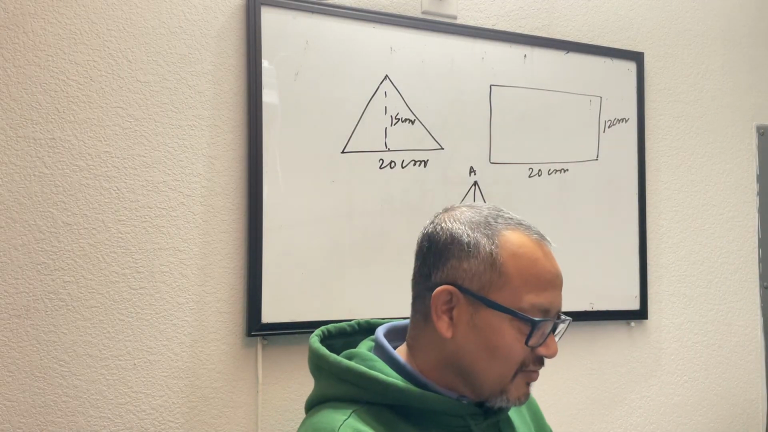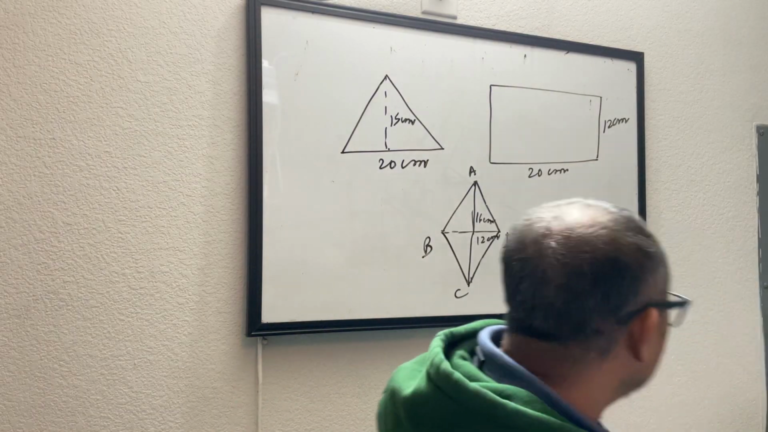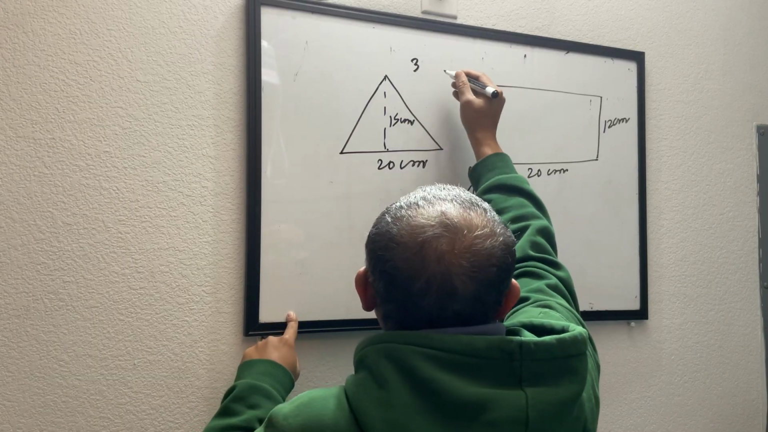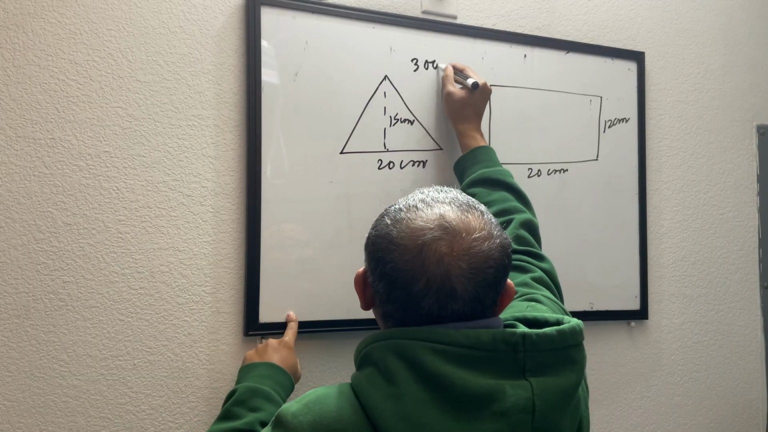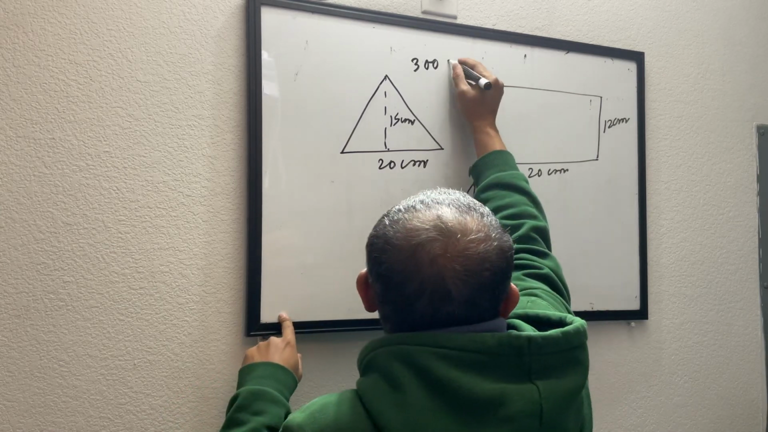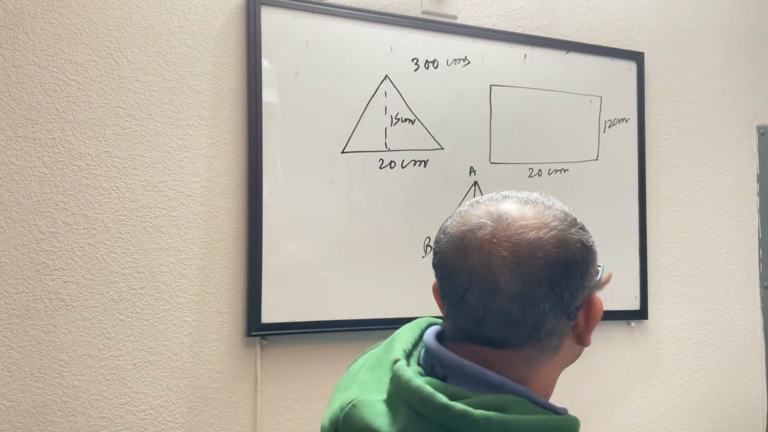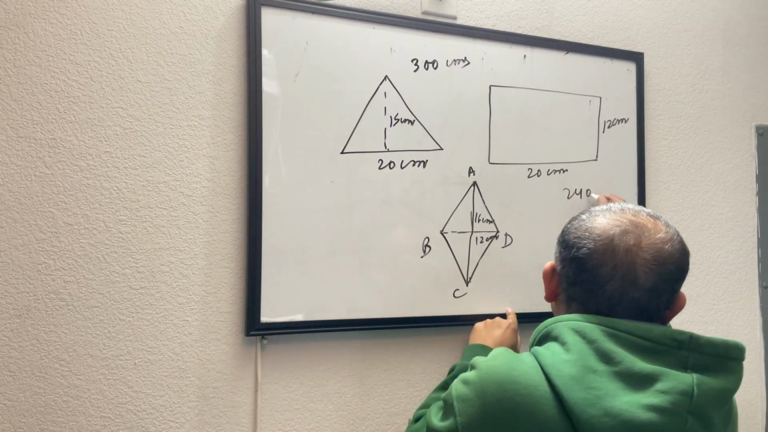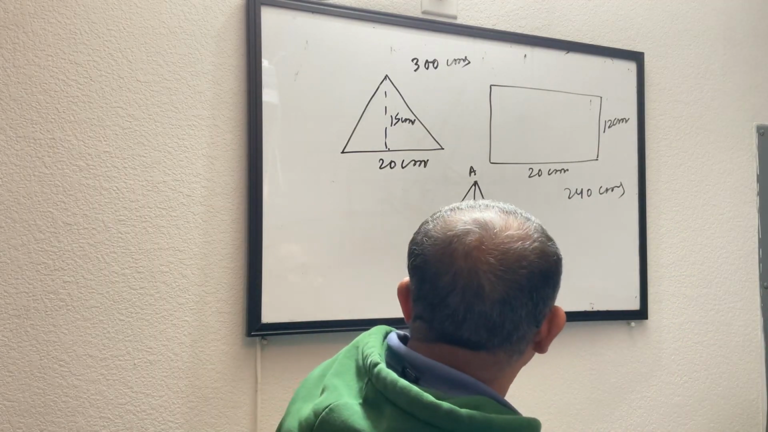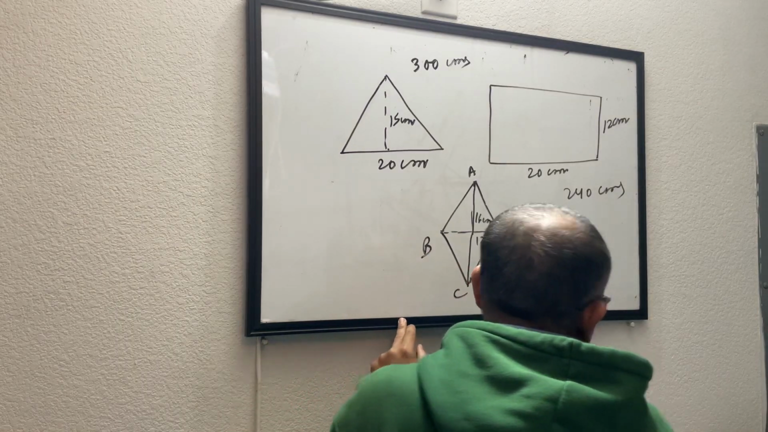Yes, Mishika, tell me, what did you get? The area for the triangle is 300 centimeters. Just 300? 300 what? 300 centimeters. Okay. How about the second one? The second one is 240 centimeters. Okay. How about the third one? 192 centimeters. Okay.